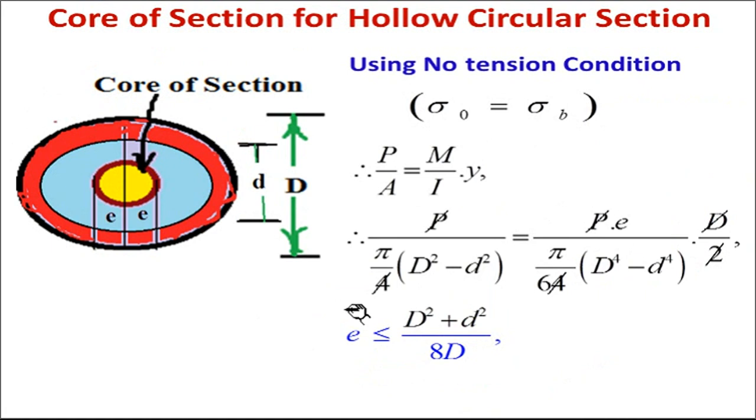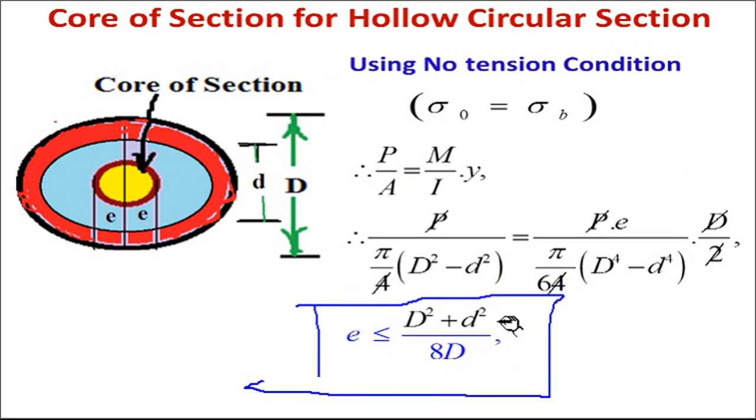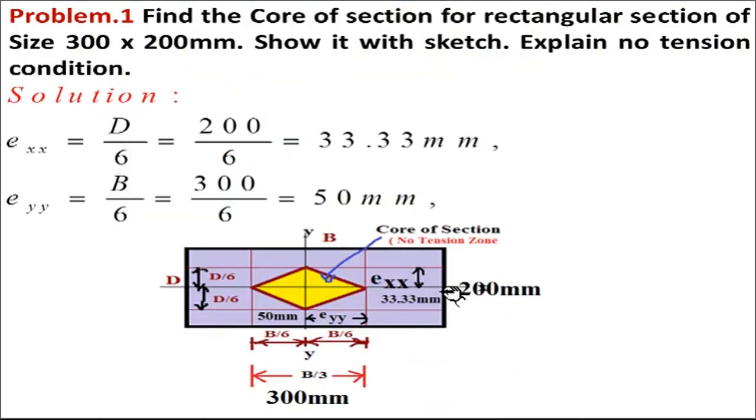Here also you can mention it as plus minus, because plus means to the right side, minus means to the left side. Similarly for a hollow section, the core of section for the hollow portion, that distance is (D square plus d square) upon 8D, because for a hollow section the area is pi by 4 (capital D square minus small d square), and moment of inertia is pi by 64 (capital D raised to 4 minus small d raised to 4). So here you have to expand this particular term, and then a few terms will be cancelled, then you will get this particular equation.